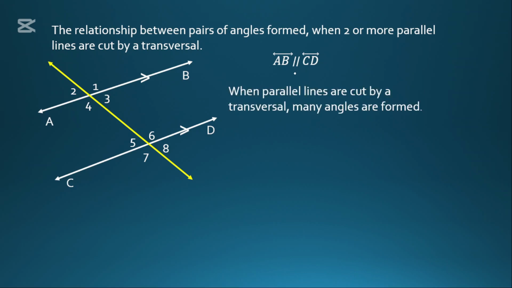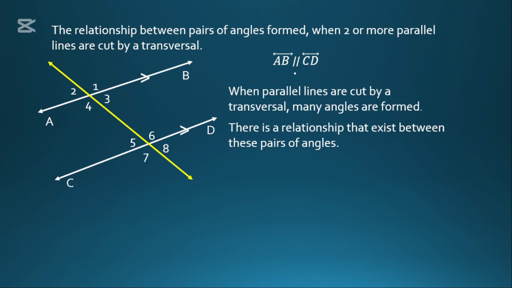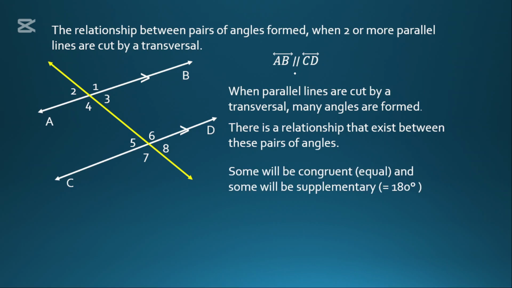Okay, so we have now many angles. When parallel lines are cut by a transversal, many angles are formed. Now there's a relationship that exists between these pairs of angles. And what do I mean by that? Some will be congruent and some will be supplementary. Congruent means some of them will be equal. Supplementary means some of them will add up to 180 degrees.